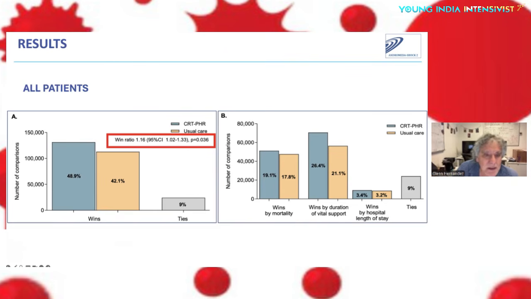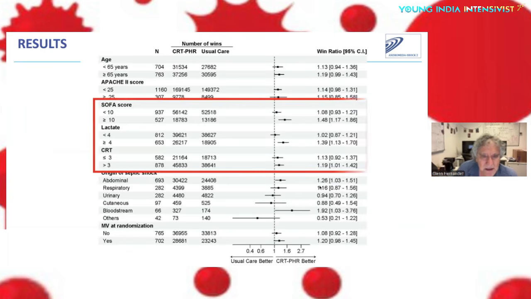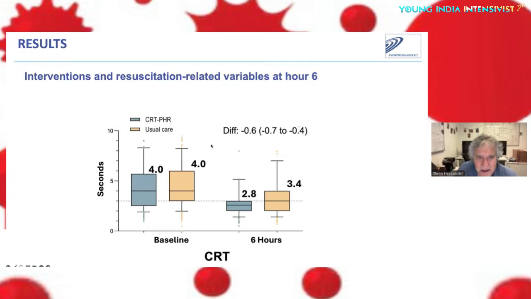It has been a long time since we had a positive study in septic shock resuscitation, maybe since Rivers. These wins were mainly driven by less duration of vital support in the intervention group. The signal was similar, but stronger in patients with higher SOFA, higher lactate, and higher CRT. The most severely ill patients responded better to this intervention.